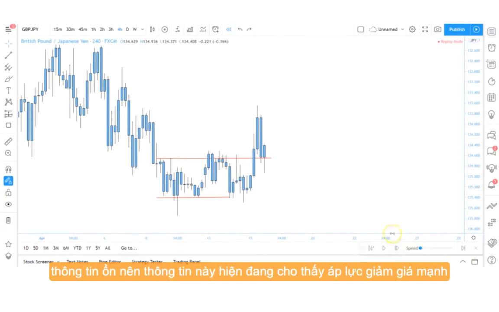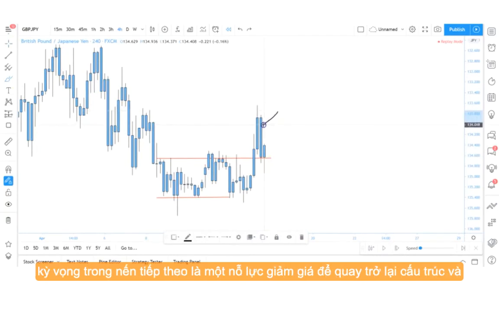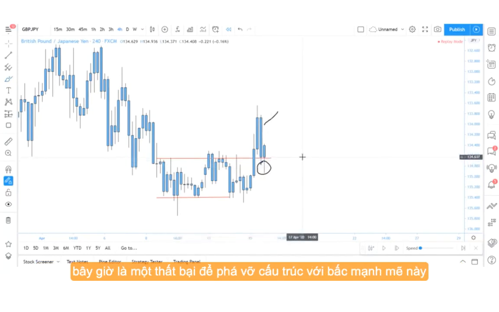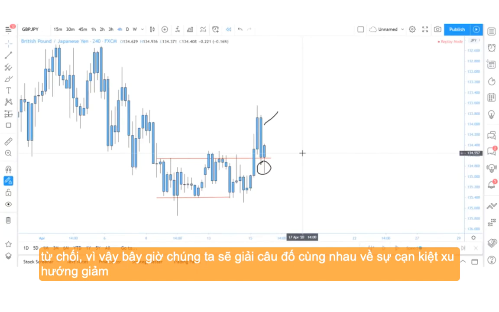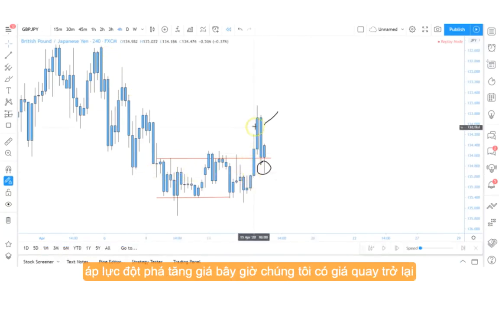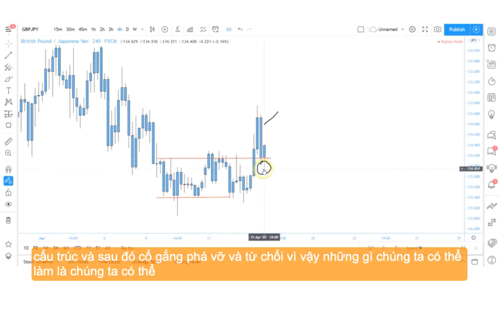Now we have more information. Okay, so this information now is indicating strong bearish pressure, expecting the next candle to be bearish, an attempt to break back into structure, and now a failure to break back into structure with this strong wick rejection. So now we're bringing the puzzle together. Downtrend, depletion in bearish pressure, bullish breakout. Now we have price smashing back into structure and then attempting to break and failing.